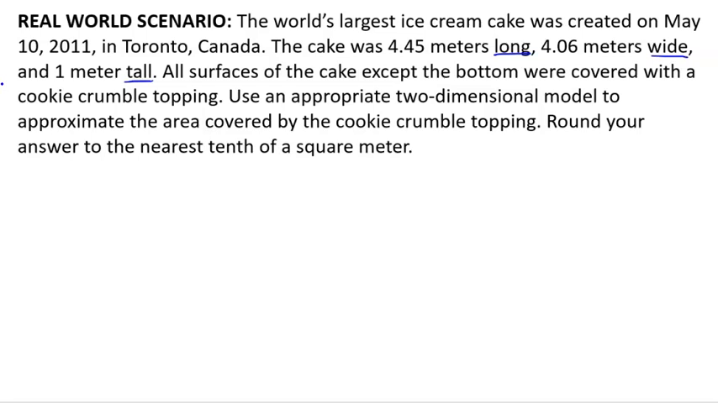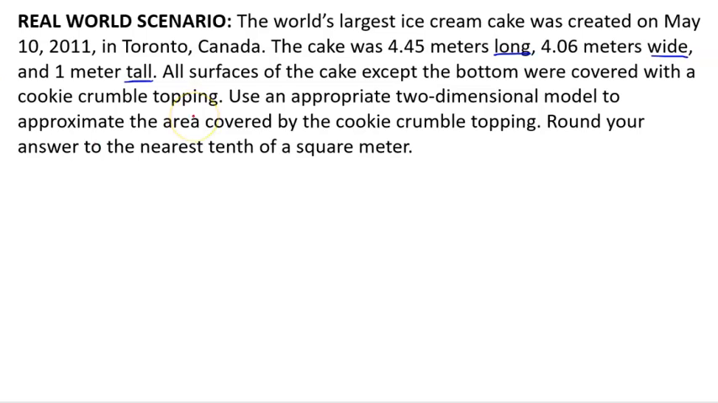Okay, and so all the surfaces of the cake except the bottom were covered with a cookie crumble topping. Use an appropriate two-dimensional model to approximate the area covered by the cookie crumble topping. So if they had told us maybe the diameter, that would have signaled that we are talking about a circle cake, but in this case we're talking about a rectangular cake.